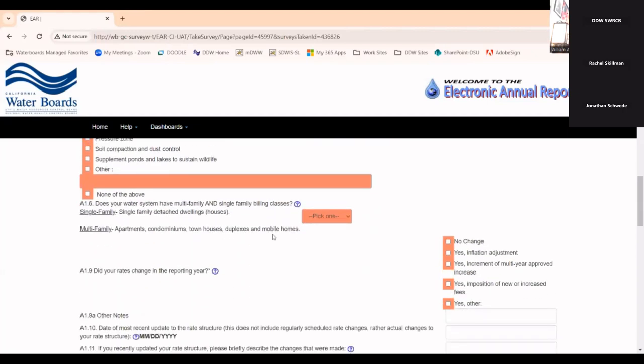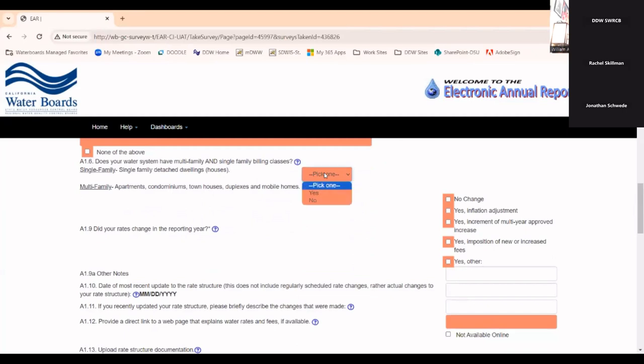And then down below in A1.6, your residential customers can be split up into single or multifamily units. Single family being a single housing unit. Multifamily relating to apartment complexes or townhouses, usually where there are groups of service connections put together. For now, we'll say yes, so we're going to have both single family and multifamily building classes for this case. And we're going to say, did your water rates change in the reporting year? We're going to say no for this one.